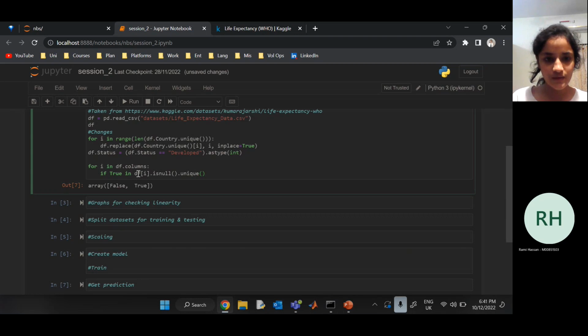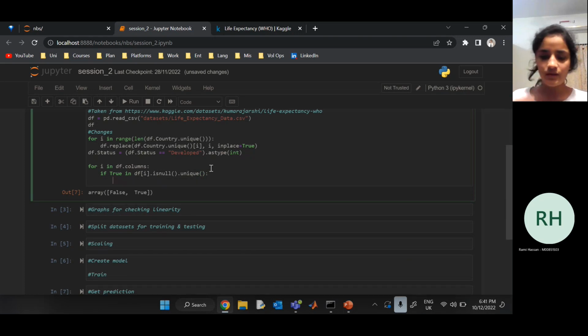This is the same thing that we used just now to check whether it's there or not. We got an array of true or false here, right? So I'm checking if true is inside this array. If it's true, then it means there are some null values. So if it is there, then I'm going to use dot fillna to fill the null values. I'm going to give it a parameter, some value that I have to fill in.